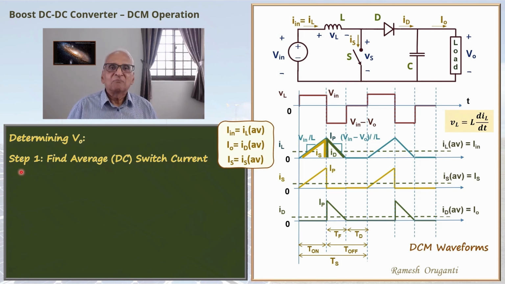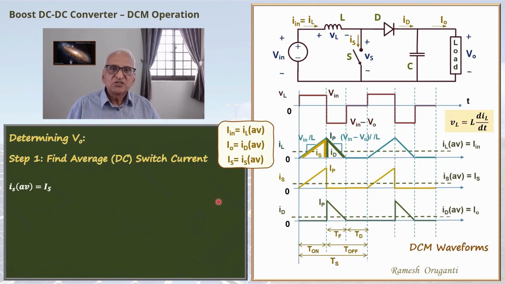Why? Because we can do it. That's why. If you look at the switch current, it's easy to plot. We know everything about it. We know that the current starts from 0. We know that the slope is V in by L. We know V in. We know the inductance value. Let's say the design is given to you. So we know the slope. We know the T-on interval, the duration for which the switch is on. So this waveform is clearly known to us. So we can compute the average current directly. So that's where we will start.